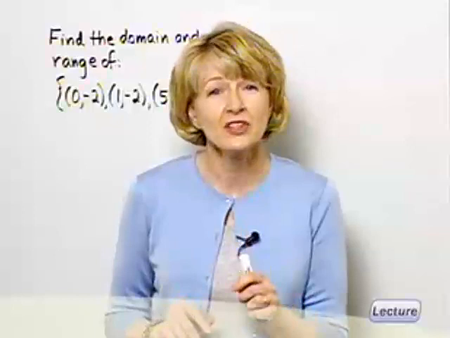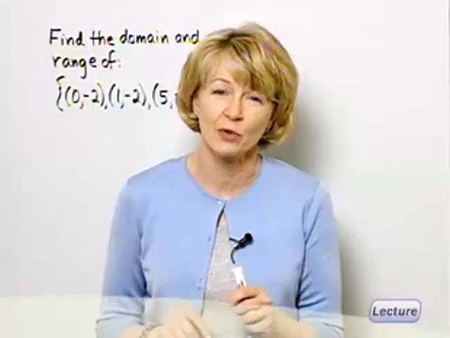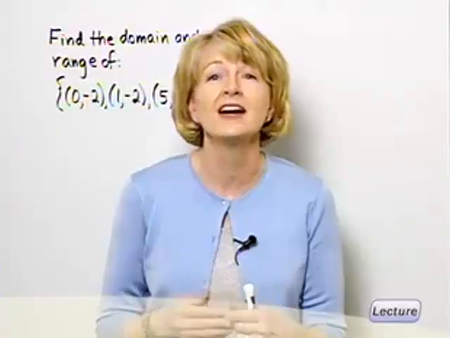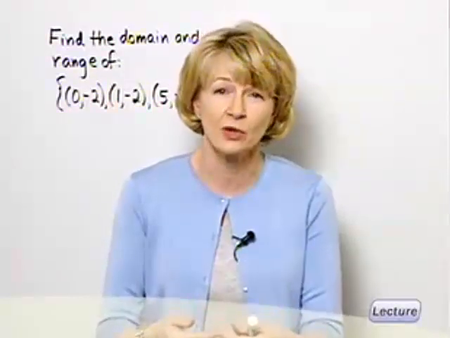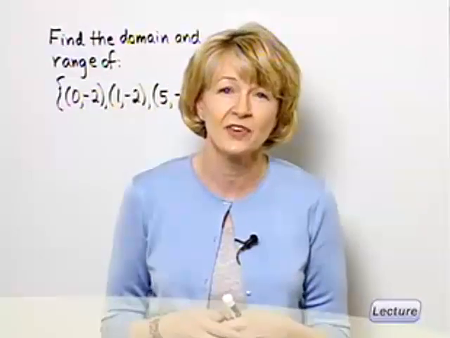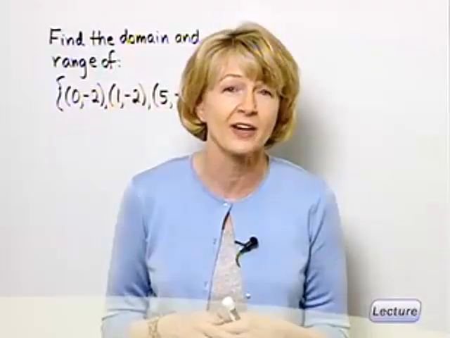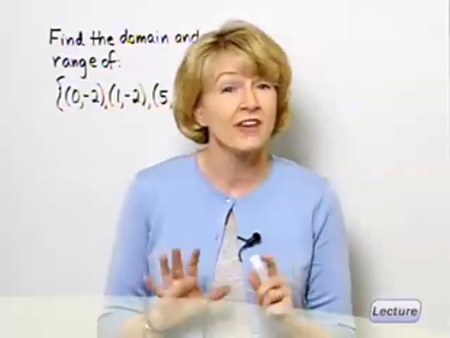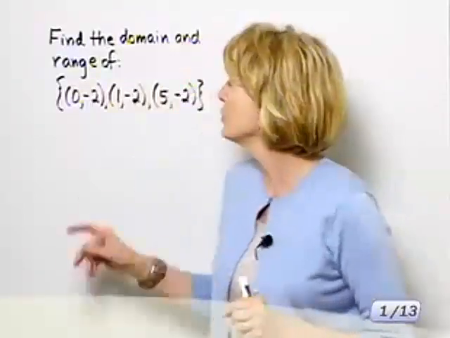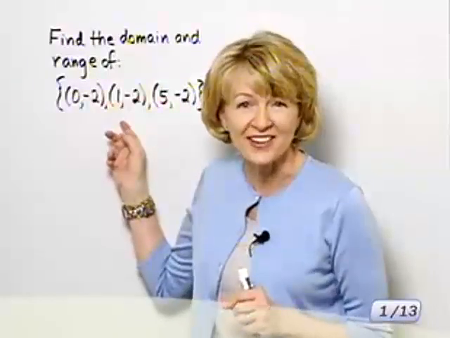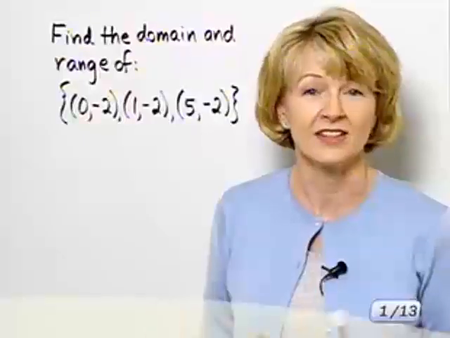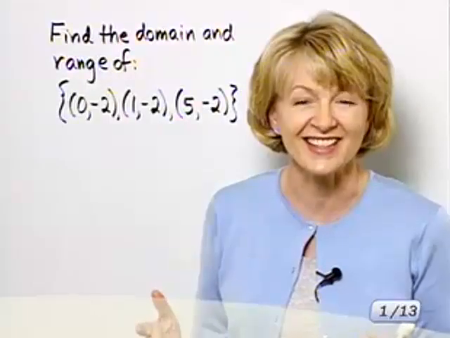Now my definition for relation is a set of ordered pairs. Because an equation in two variables does define a set of ordered pairs, we can also say that an equation in two variables can define a relation. We've got a vague idea about the definition of a relation. Let's now look at a set of ordered pairs. This is, by definition, a relation. A set of ordered pairs is a relation.